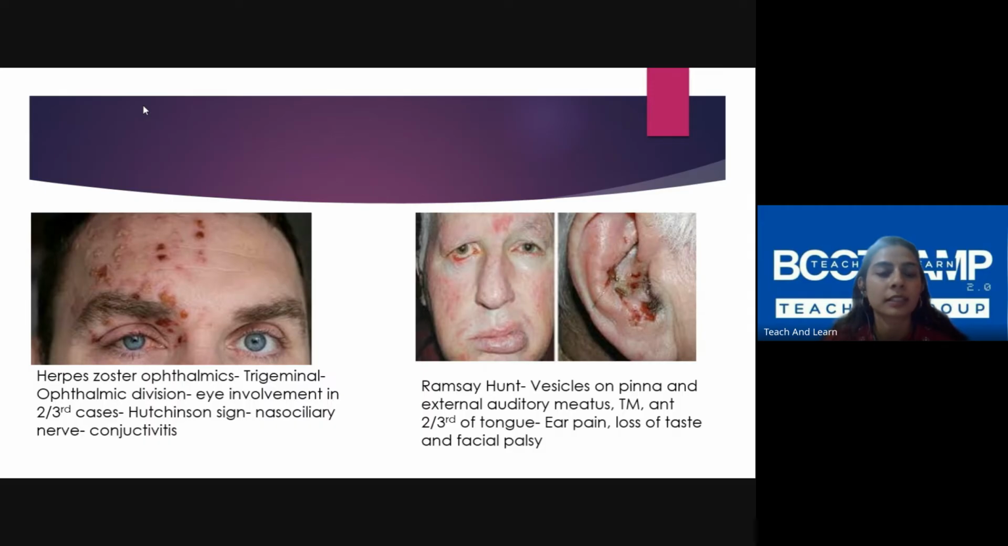Not just the tip, even the lateral aspect of the nose. This is the distribution of the nasociliary nerve. So anything on the nose or the lateral aspect of the nose, please go ahead and send to ophthal. This is a preventable cause of blindness because of corneal erosion. So please send them to ophthal.